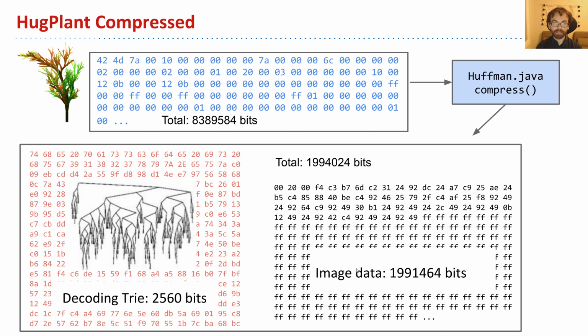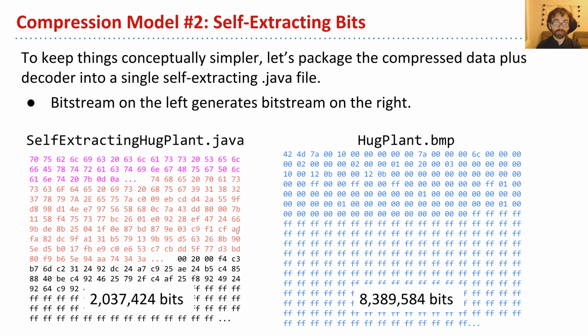And so in total, if I am honest with myself and I include the decoding trie, the image data, and the code for Huffman.java itself, then I'm going to get 2,037,000, etc. bits. So it's important, according to Model 2, that we package the code needed to decompress everything. The Java code needed to decompress everything, the decoding trie needed to decompress the input data, and the input data here, the compressed version of the input data. So this is the compressed bit stream, around 2 million bits.